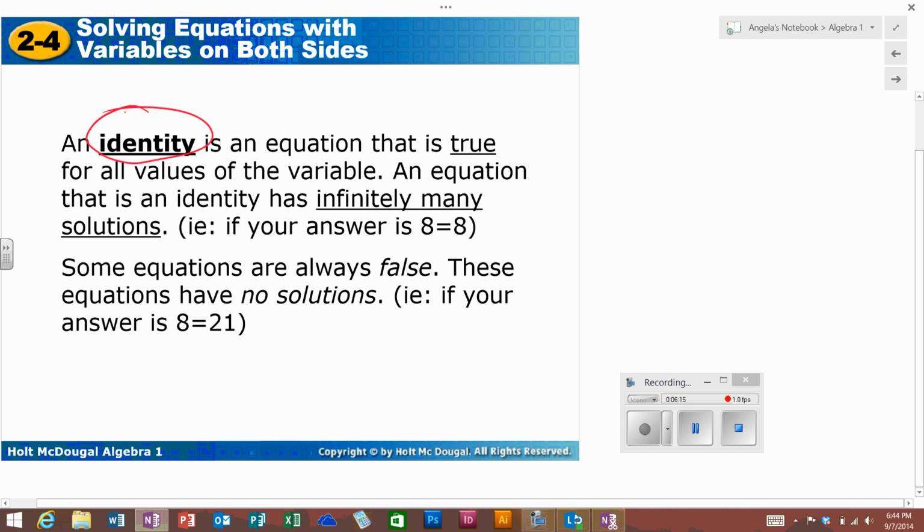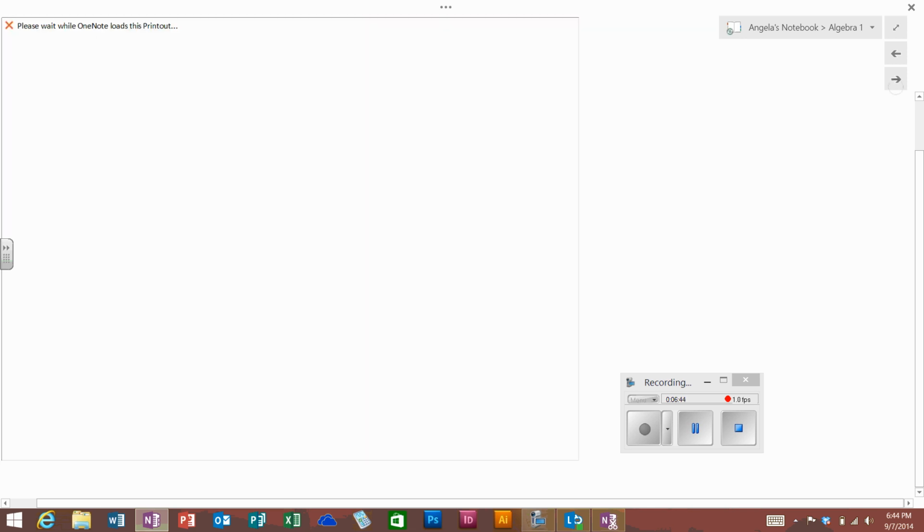All right, vocab word, an identity. An identity is an equation that is true for all values of the variable. Okay, so an equation that is an identity has infinitely many solutions. So we're going to come across some where when we try to solve it, the variables go away and we get the same thing on both sides. That's called an identity, meaning it's all real numbers that are solutions. But if an equation is false, meaning we get something like 8 equals 21, obviously that's not true. We say that that is a no solution equation. Okay.